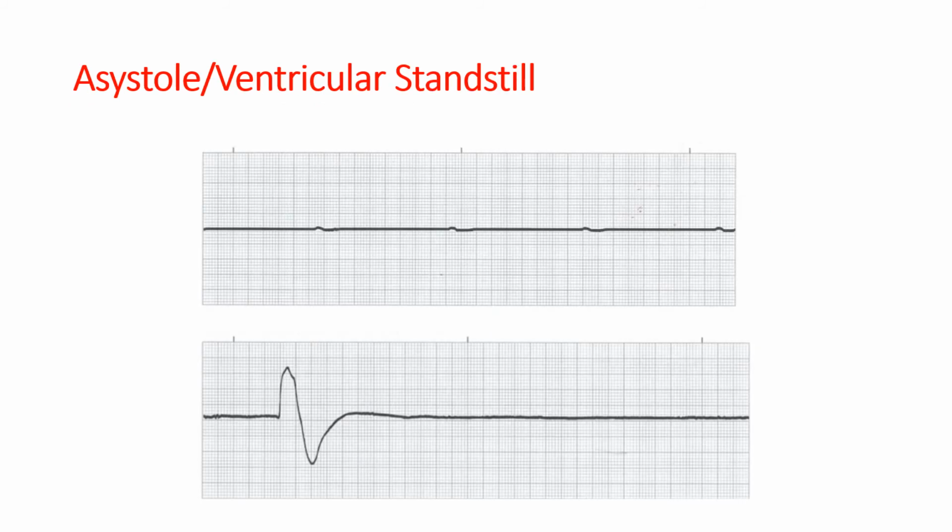With asystole or ventricular standstill, the top strip is a ventricular standstill, which shows only P waves. Again, you treat it just like asystole. There is no pulse because you don't have any QRSs, and that's where your cardiac output comes from. A second degree type 2 or a complete heart block can progress to ventricular standstill. It is a cardiac arrest.